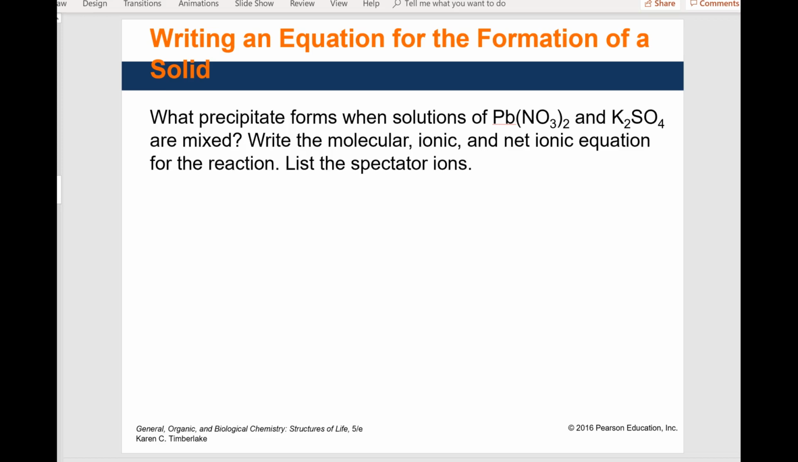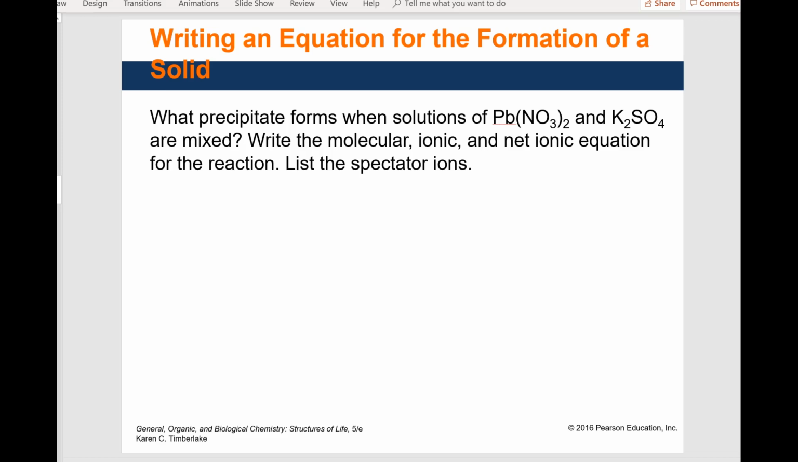I would like for you to give that a try. So what is the precipitate that forms when you have lead nitrate reacting with potassium sulfate? So yes, I've already told you, you are going to have a solid, so be prepared for that. You don't even have to guess.